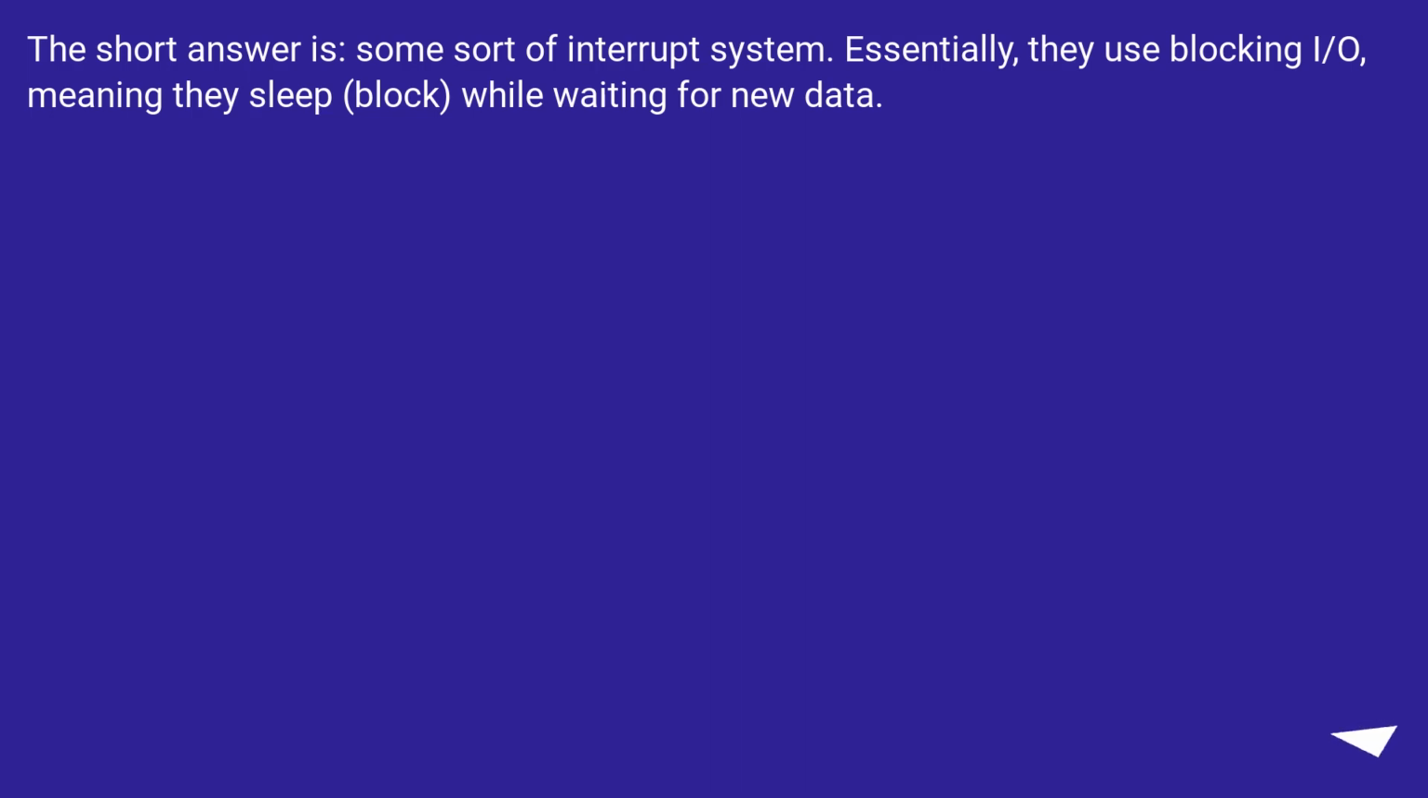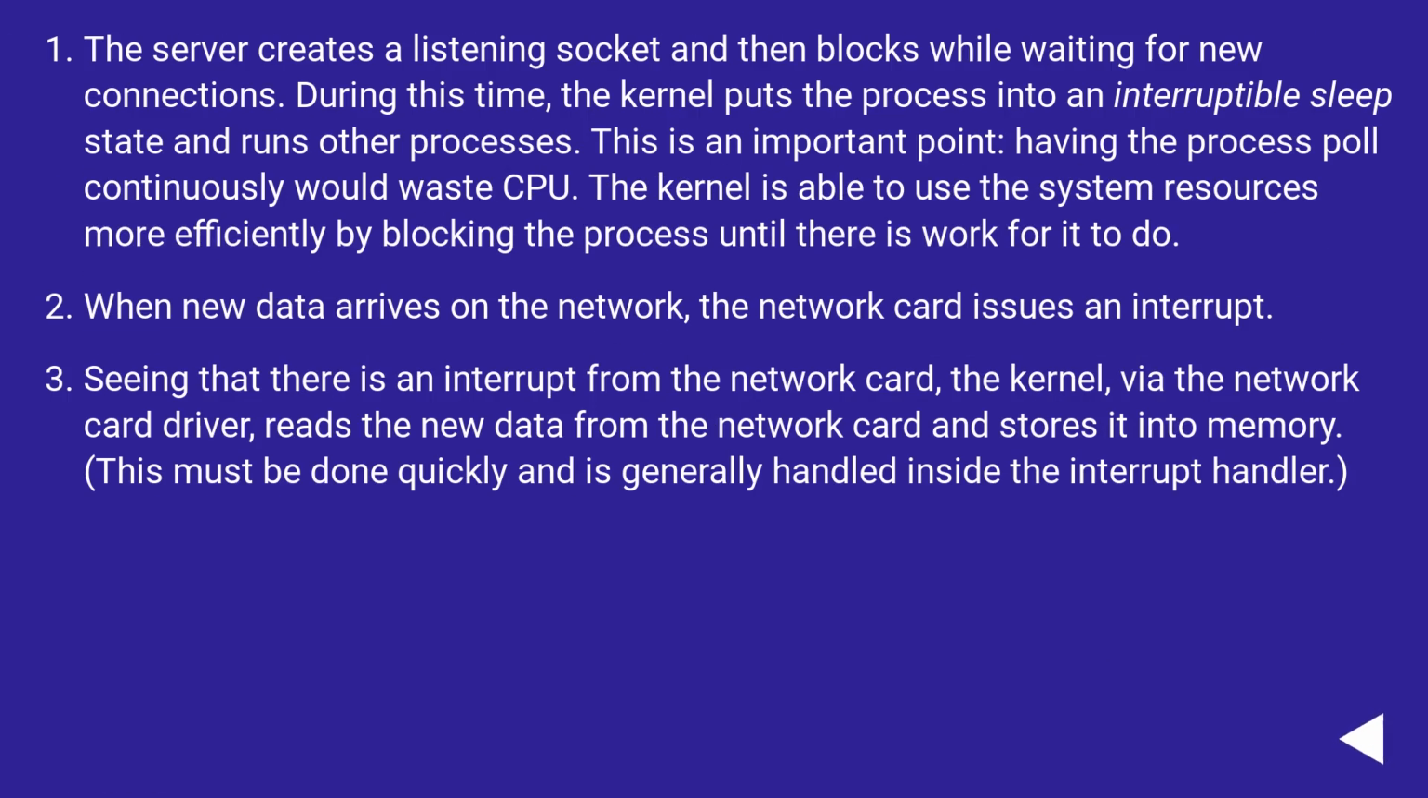The short answer is, some sort of interrupt system. Essentially, they use blocking I/O, meaning they sleep, block, while waiting for new data. The server creates a listening socket and then blocks while waiting for new connections. During this time, the kernel puts the process into an interruptible sleep state and runs other processes. This is an important point. Having the process poll continuously would waste CPU. The kernel is able to use the system resources more efficiently by blocking the process until there is work for it to do.